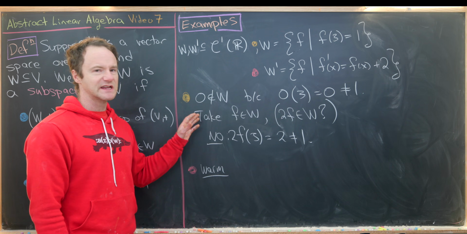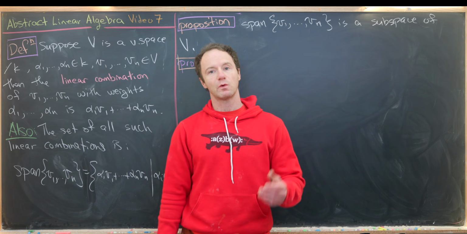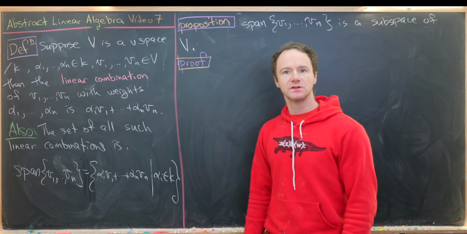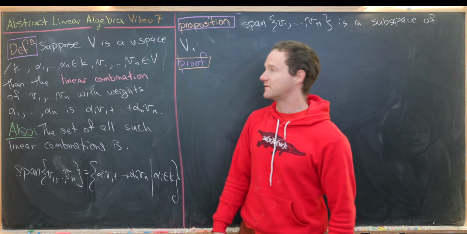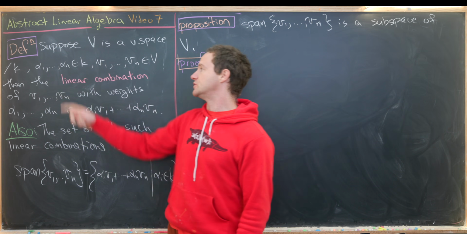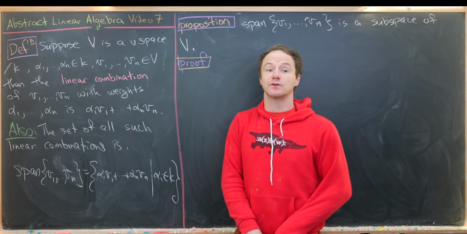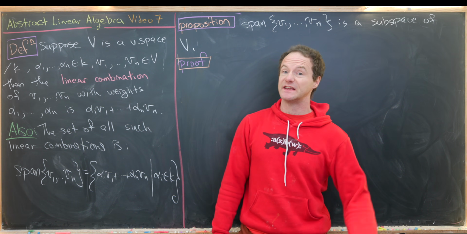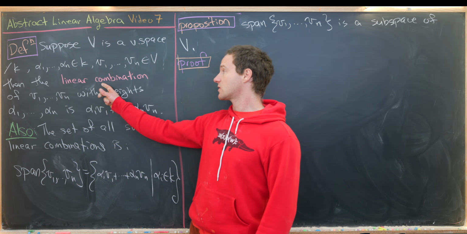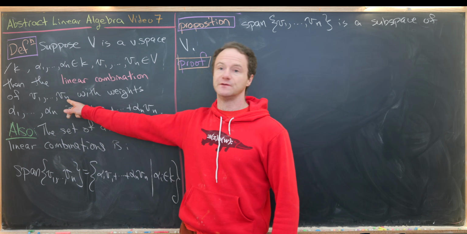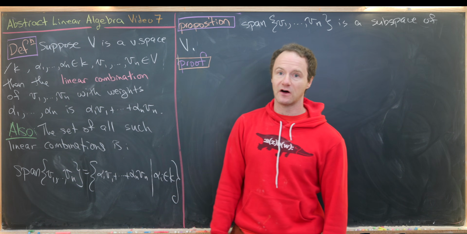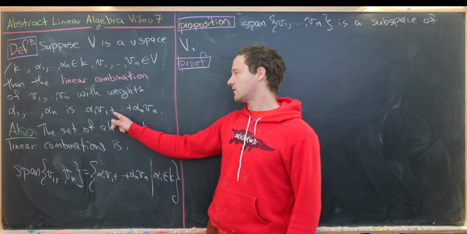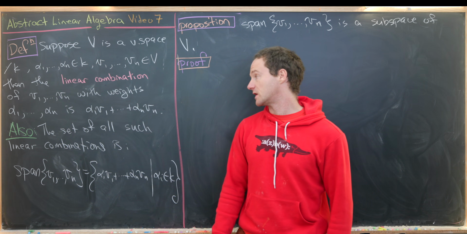Okay, nice. So let's get rid of this and look at a couple more definitions. We'll finish this video with the notion of a linear combination and the span of a set of vectors. Suppose that V is a vector space over a field K, and alpha 1, alpha 2 up to alpha n are elements from K, so they are scalars, and v1, v2 up to vn are elements from V, so they are vectors. Then the linear combination of v1 up to vn with weights alpha 1 up to alpha n is the following sum: alpha 1 v1 plus alpha 2 v2 all the way up to alpha n vn.